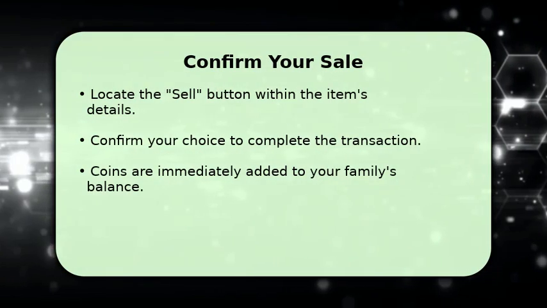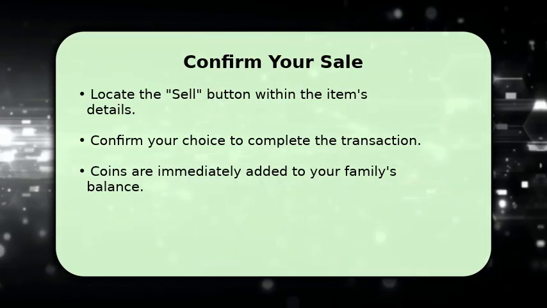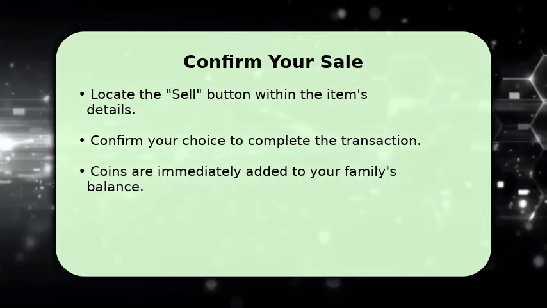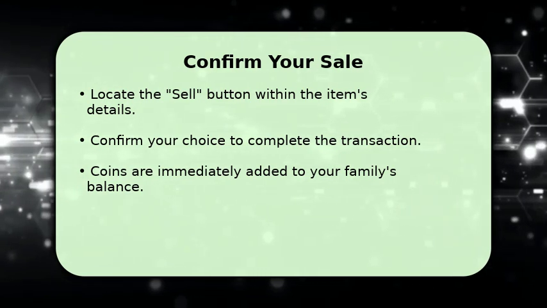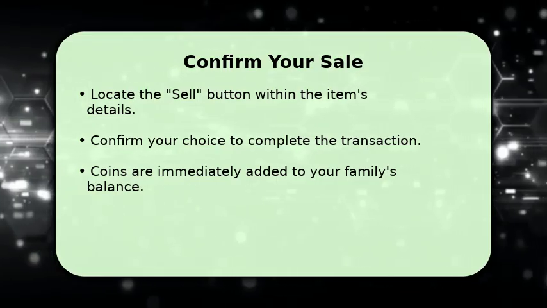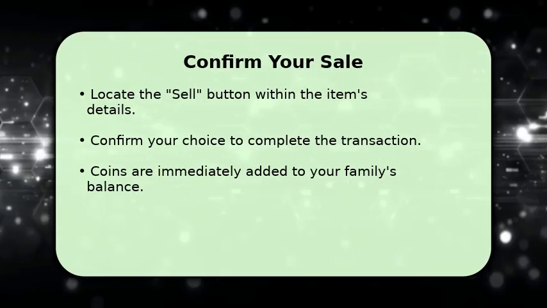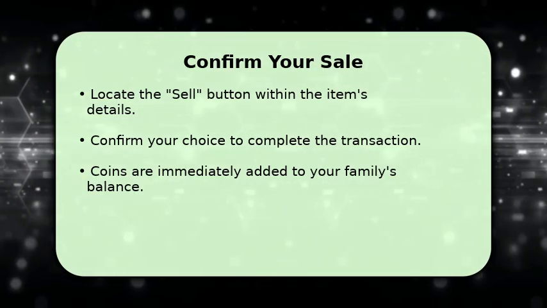After reviewing an item's details, if you decide to sell it, simply tap the Sell button. This button is typically located at the bottom of the item's detail window. A confirmation prompt will appear, asking if you are sure you want to sell. Confirm your decision, and the item will be removed from your inventory. Your family's coin balance will instantly increase by the item's selling price.